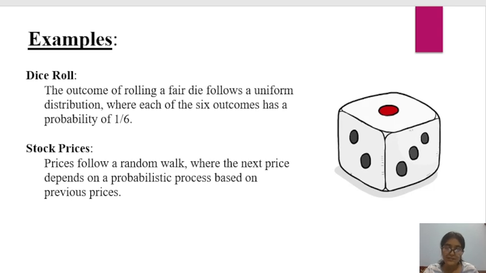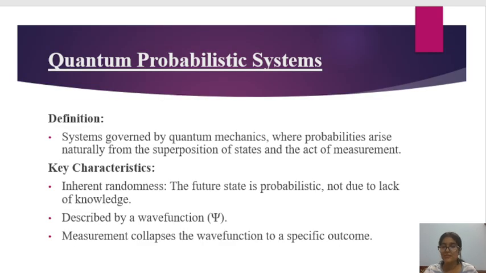Now finally, let's talk about quantum probabilistic systems. These systems are governed by the principles of quantum mechanics, which introduces a fundamentally different approach to randomness.